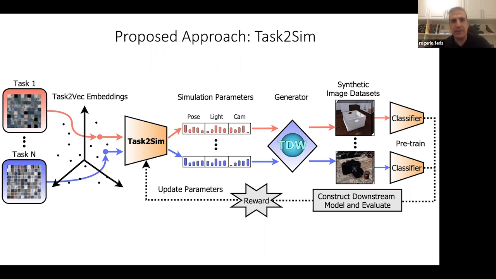Now, the interesting aspect is that by doing this approach, we not only determine the optimal, in quotes, simulation parameters and pre-trained data sets for the tasks that we trained on, but the model can also handle unseen tasks, where we would just map the unseen task to a task to vec embedding, and then we would run task to sim to generate in one shot the pre-trained data set for that specific task without requiring additional training. So that's a nice aspect that I'd say would be very useful in practice.